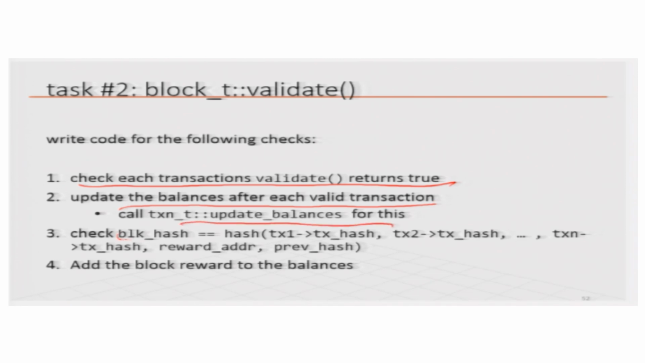Then you check the block hash, and then you add the block reward to the balances. Whatever the reward address is, you just put it there. In a distributed computational situation like in Bitcoin, every person who creates a block puts his own address as the reward address, but eventually only one of them will get the reward.